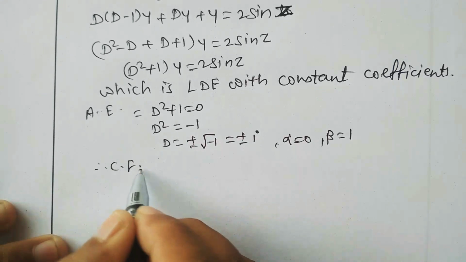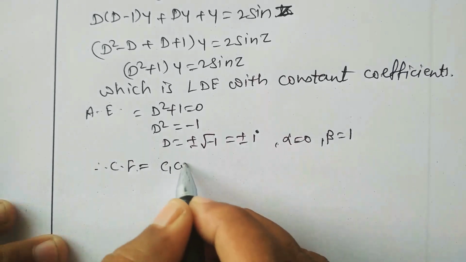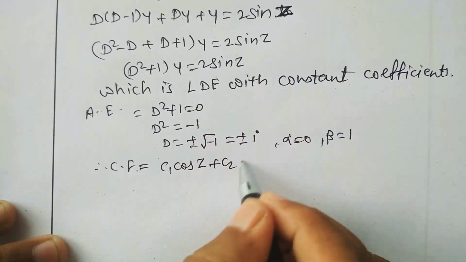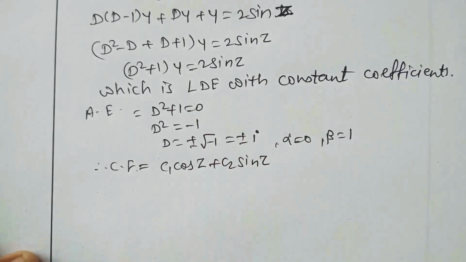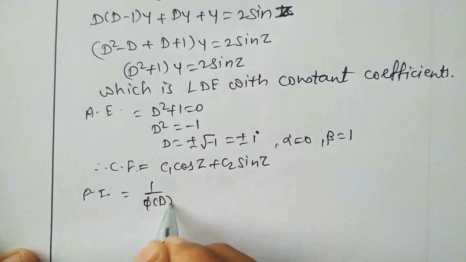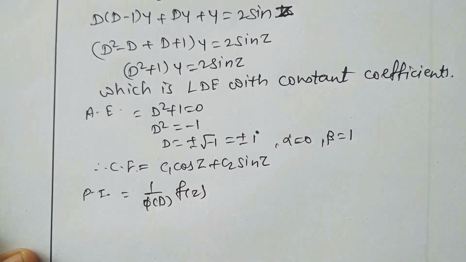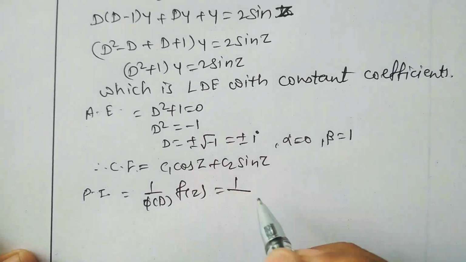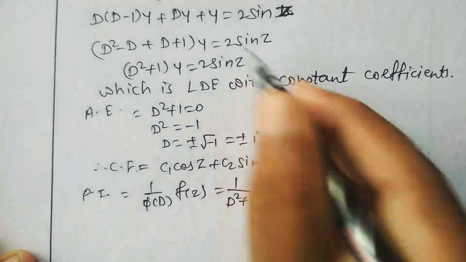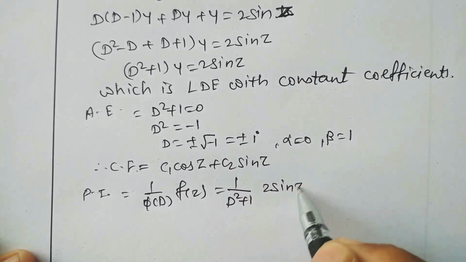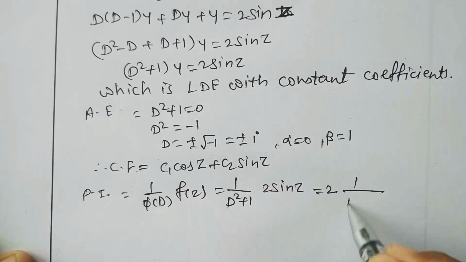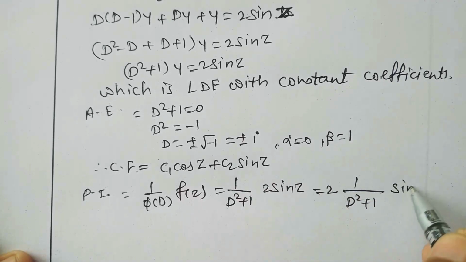Therefore we can write the CF directly: C1 cos z, the independent variable is z, and beta is 1, plus C2 sin z. PI is equal to 1 upon phi of D into f of z. So 1 upon phi of D is D²+1, and f of z is 2 sin z. Now 2 can be taken outside: 1 upon D²+1 into sin z.